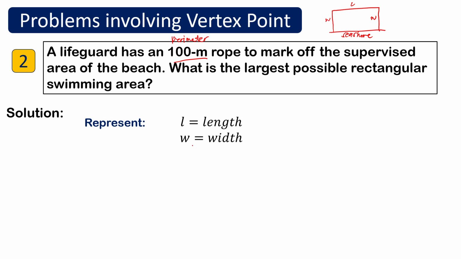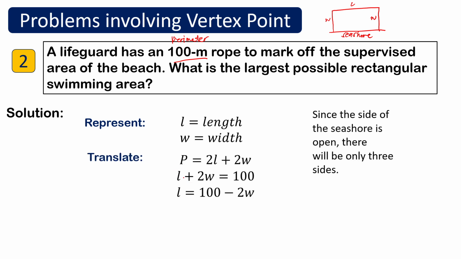Since the formula in getting the perimeter is 2L plus 2W, while in this part we only have 1 length and 2 widths, the translation is L plus 2W is equal to the perimeter, which is 100. Since the side of the seashore is open, there will be only 3 sides. That's why we have 1 length and 2 widths. And then, to get the equation for L, we will transpose 2W to the other side, and L is equal to 100 minus 2W.